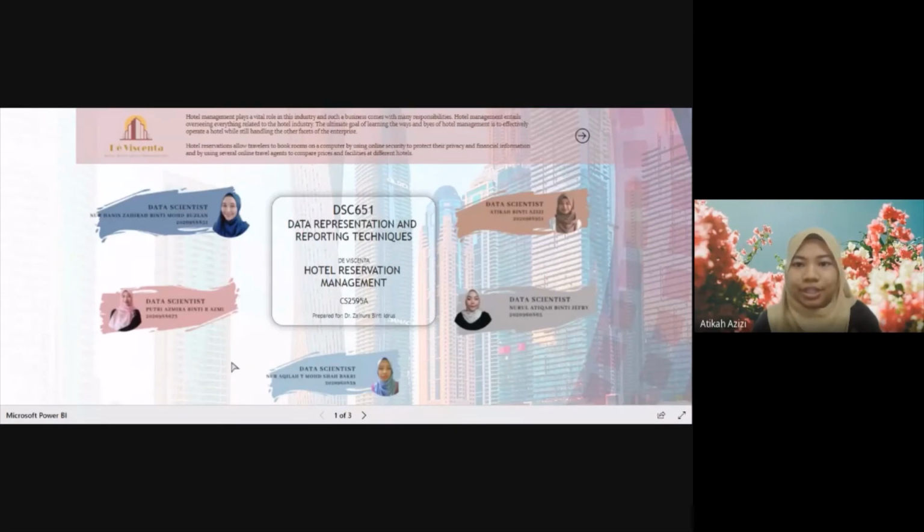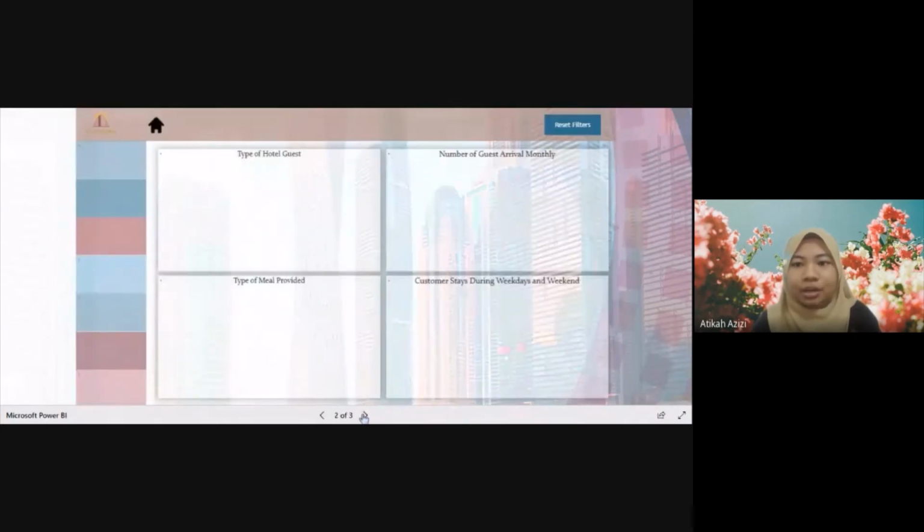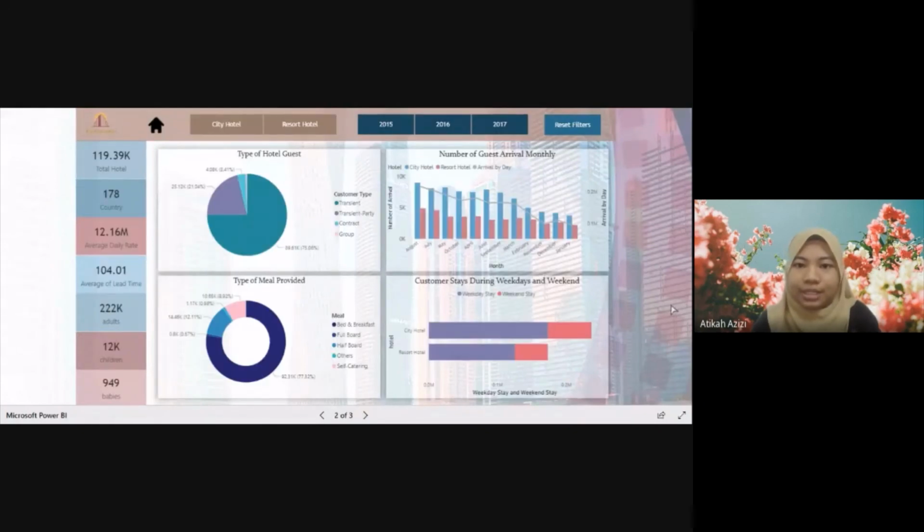Our main objective for this study is to analyze the factors that contribute to guest dissatisfaction with the hotel management. By using data visualization, there are several factors that contribute to guest dissatisfaction with hotel services. As we can see, the hotel management dataset can be understood truly after visualizing the data. It is apparent that all of the objectives are successfully achieved. And that is all from us, the Viscenta.